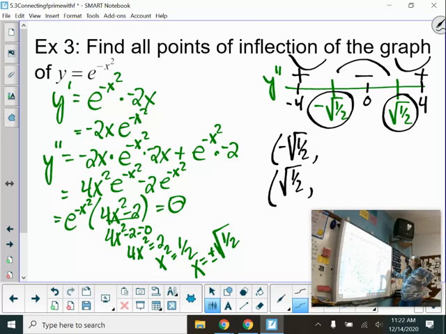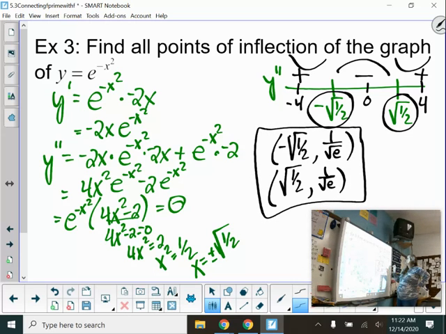If you plug those into the original problem, you're going to be squaring them. So you're going to get 1/2. Then you're going to get negative, so that's going to flip to the bottom. So 1 over e to the 1/2 power is going to be 1 over the square root of e. And it's going to be the same for both inflection points. So again, to find the y value of the inflection point, you would have to plug into the original problem.